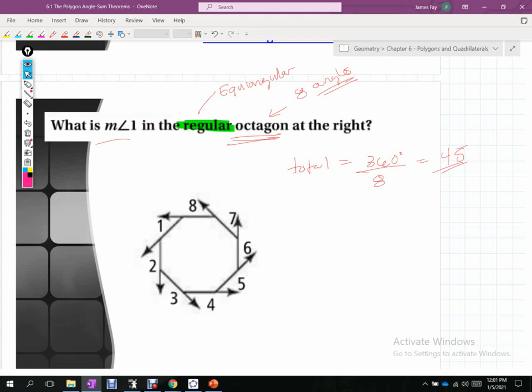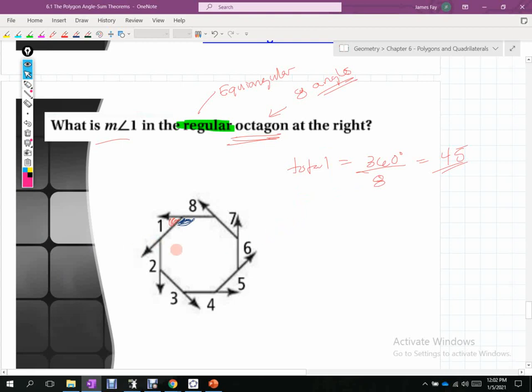Is that okay with everybody? So what would one interior angle be? If that's 45, doesn't this angle right here, what's the relationship? It's got to be supplementary, so it's got to be 135, right? And let's see if that's confirmed.